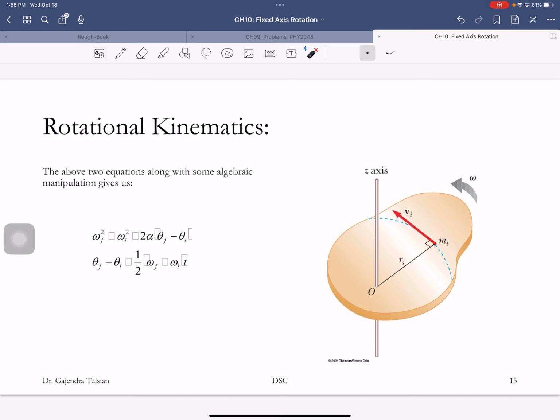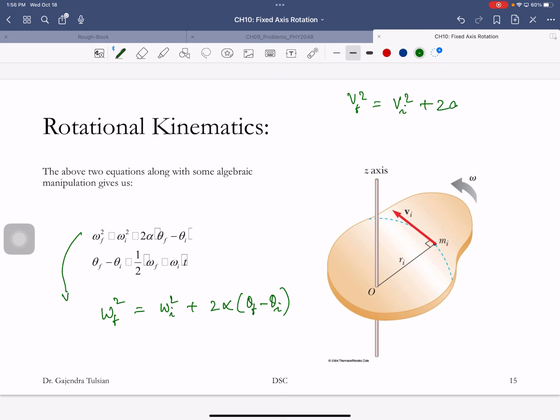This formula is omega final squared equal to omega initial squared plus 2 alpha times theta final minus theta initial. And this is the parallel of v final squared equal to v initial squared plus 2a times x final minus x initial. So this is giving you velocity as a function of position, the final velocity after this displacement. This is giving you final angular velocity as a function of angular displacement.